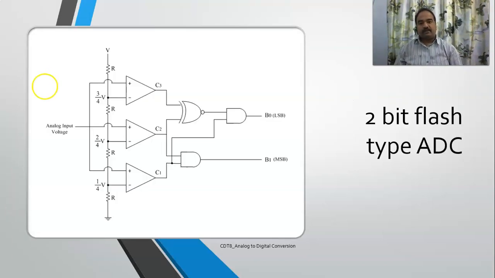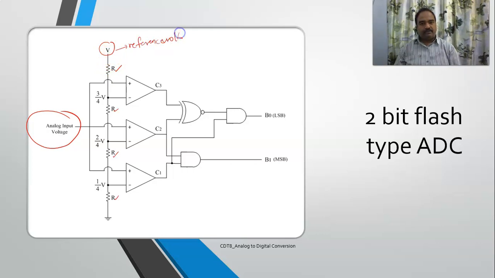See, this is the block diagram which you have. This is your analog input voltage. I have 3 comparators. This is my reference voltage. What I am doing is dividing it using 4 resistors. This is my operating voltage. Now the reference voltage, sorry.